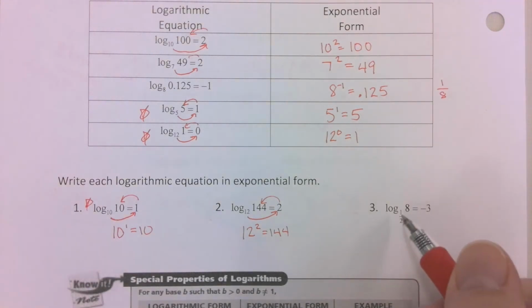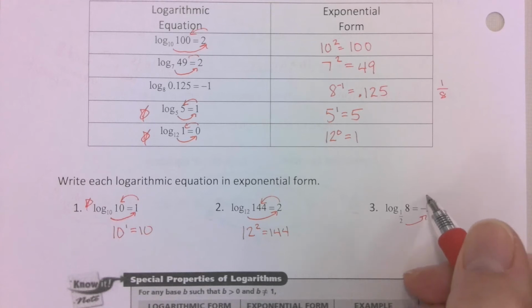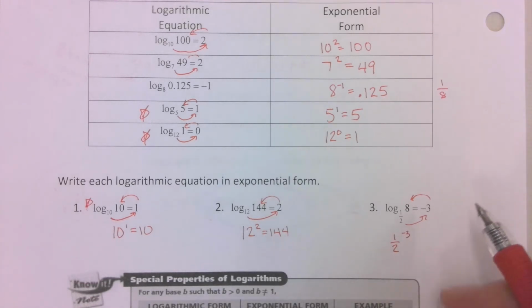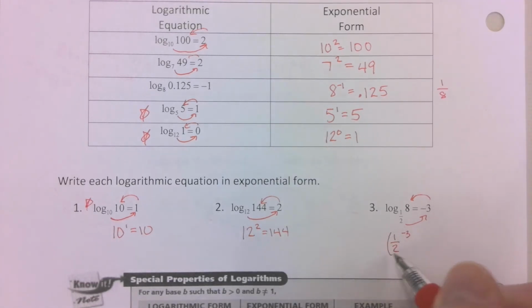So when we go to do this one, I have a base of 1/2 to the power of -3, and that equals 8. If I write 1/2 to the power of -3, that's a little misleading because it looks like the power is only on the 1, so this should be in parentheses. So (1/2) to the power of -3 is equal to 8.